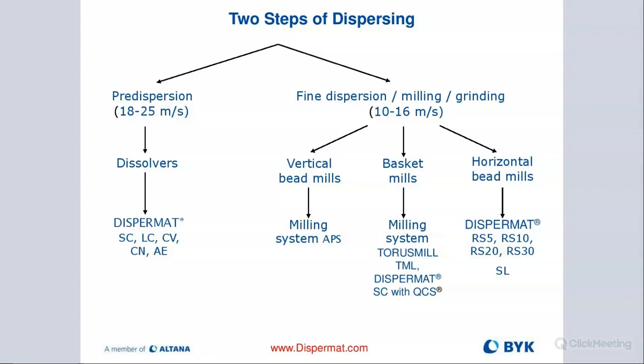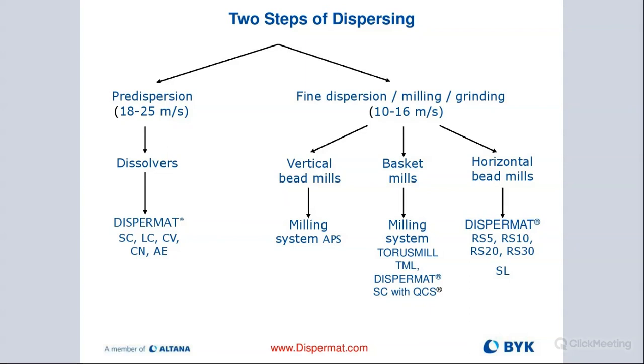We have 3 different types of milling systems. We have the vertical bead mill, which we'll talk about. We'll talk about the basket mill, which is getting very popular because of the ease of use and low maintenance compared to the horizontal bead mills, which we also offer. But there is obviously a need for a horizontal bead mill, and that would be particle size. A basket mill will probably allow you to go down to about a 500 nanometer limit, and for anything smaller, you probably need to use a horizontal medium mill.